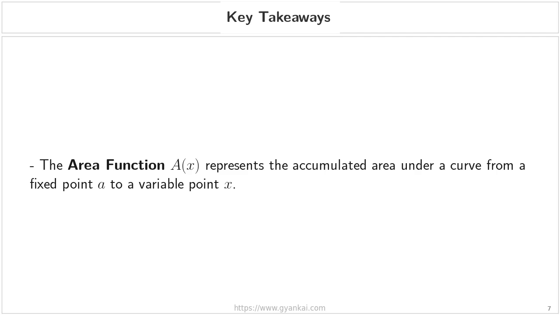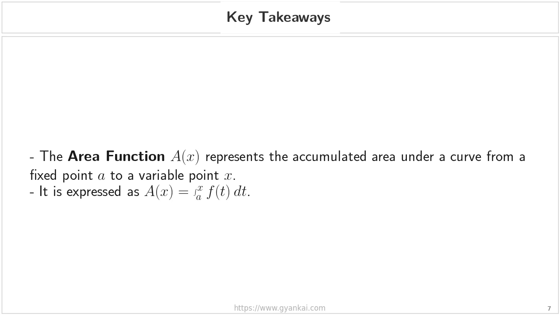Key takeaways. The first point here states that the area function, which we denote as A of x, represents the accumulated area under a curve. Remember, we're not just finding the area between two fixed points anymore. We're looking at the area starting from a fixed point, which we called a, and extending up to a point x that can change. So, as x moves along the x-axis, the area under the curve changes, and A of x tells us exactly what that area is at any given x value.